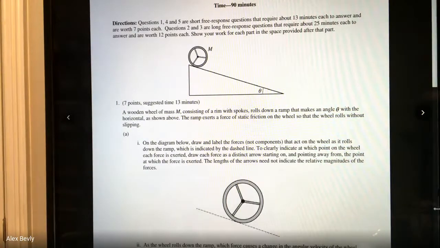All right, I'm just going to keep going. If you have questions at the end, I'm going to answer those. I don't want this to end up being too long.